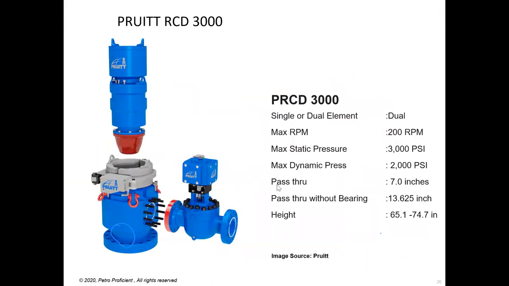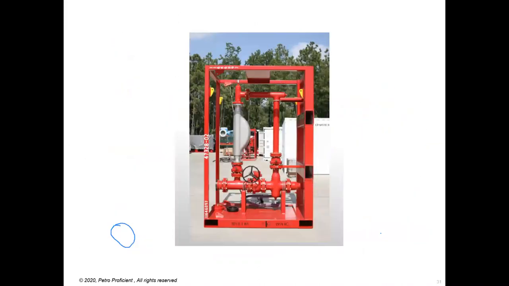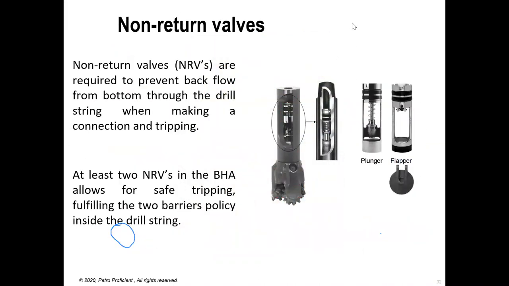So the non-return valve essentially protects, and it's also used in conventional drilling. So it is not very specific to MPD, but in MPD, it is kind of mandatory. This is your bit, this is your bit sub, and in that you install this NRV, which is a non-return valve. There are two types of non-return valves, and usually in MPD, you put two of them. So they are basically the barriers. It's important to note that these are one of your barriers.